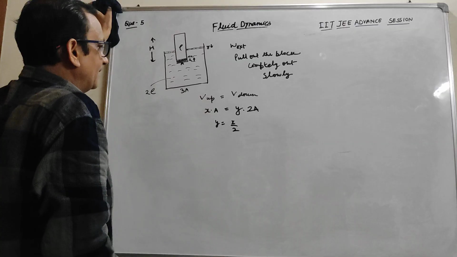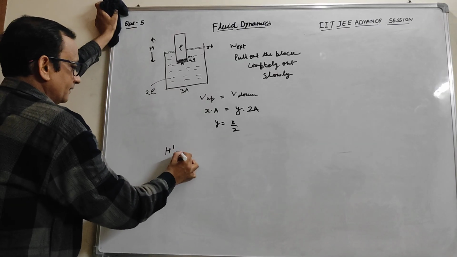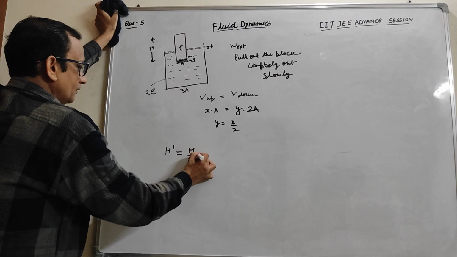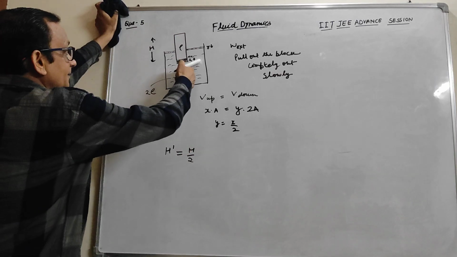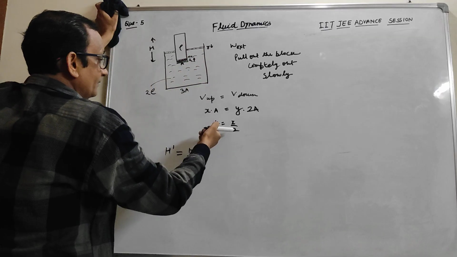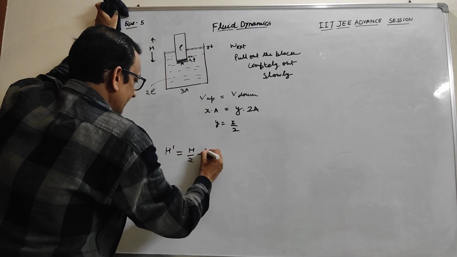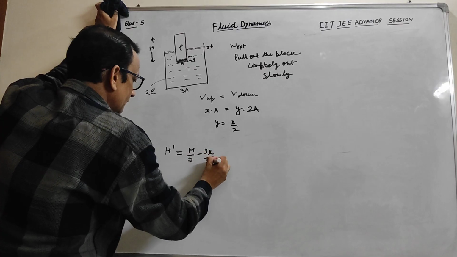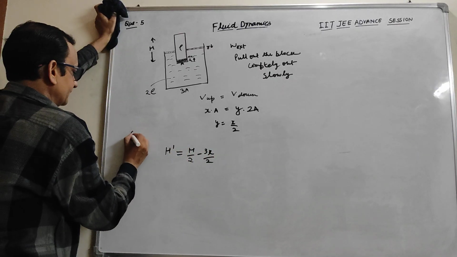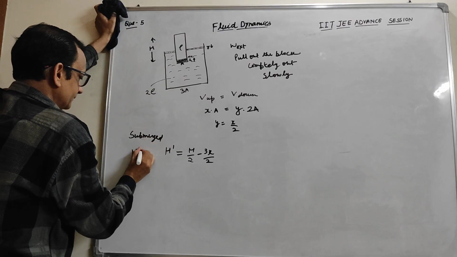So the actual submerged height, let's say h dash, would be h by 2 minus x plus y. With y equal to x by 2, this would be h by 2 minus 3x by 2. This is the submerged height.